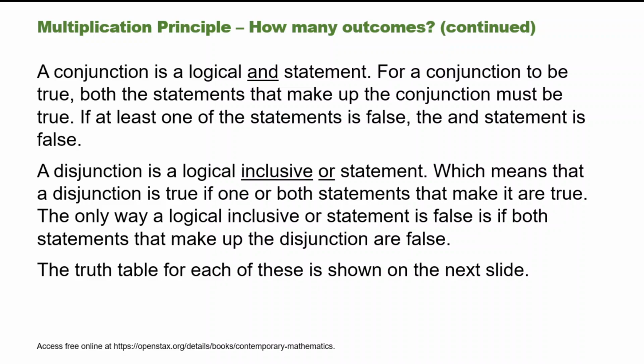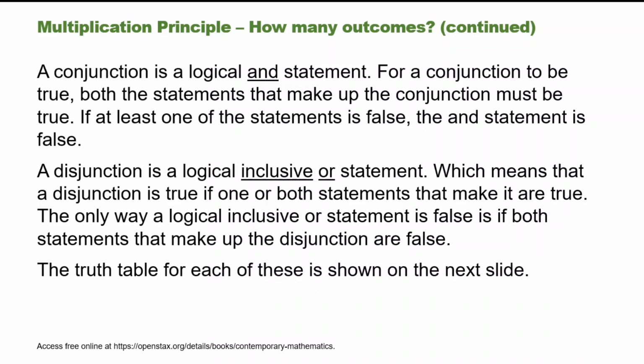A conjunction is a logical AND statement. For a conjunction to be true, both the statements that make up the conjunction must be true. If at least one of the statements is false, the AND statement is false. Notice, and both. For an AND statement, both must be true.